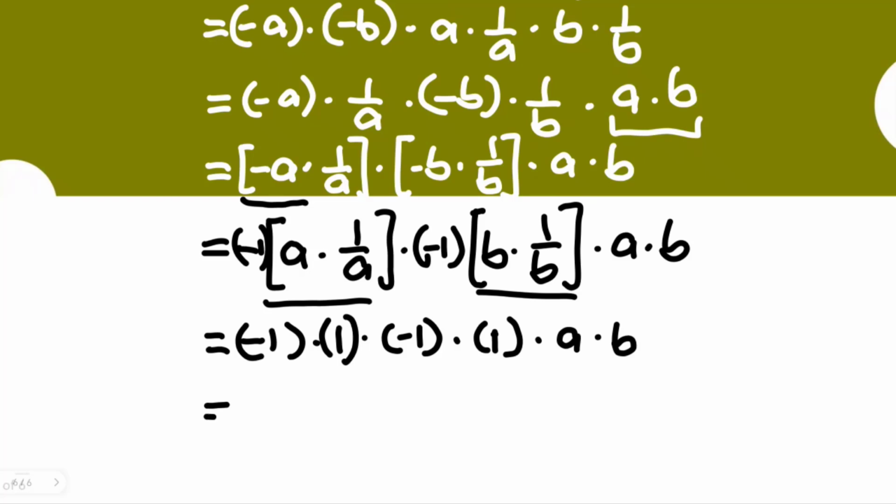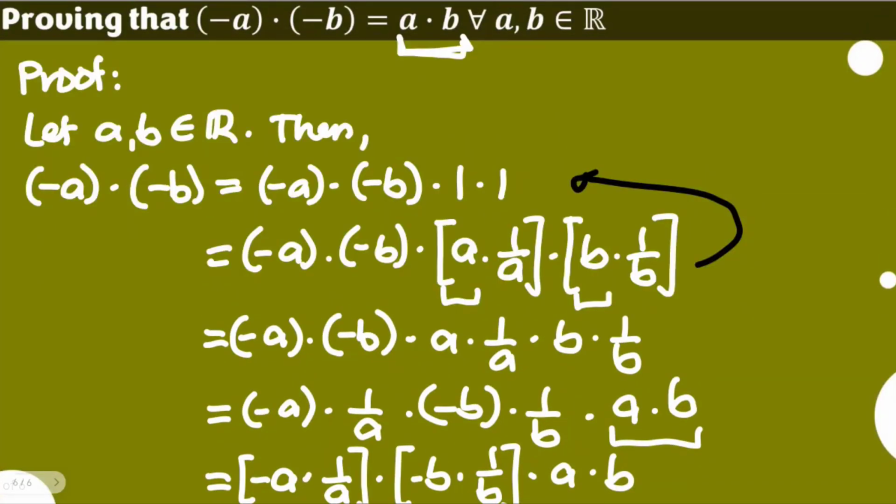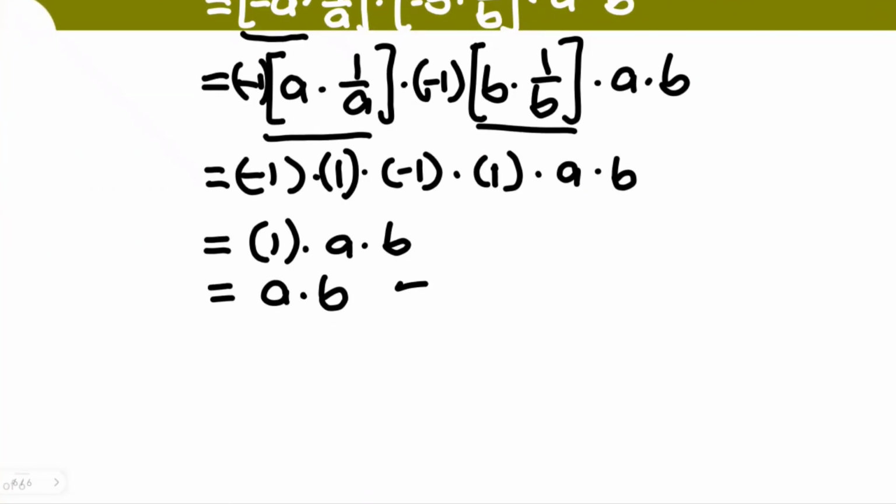Now we will have negative 1 times 1 times negative 1 times 1. We have proven also another property which states that the product of two negative 1s is just positive 1. So that's just equal to positive 1 times a times b, which will result in just a times b. Looking at our goal, that's our goal here, showing that the left-hand side is just equal to the right-hand side.